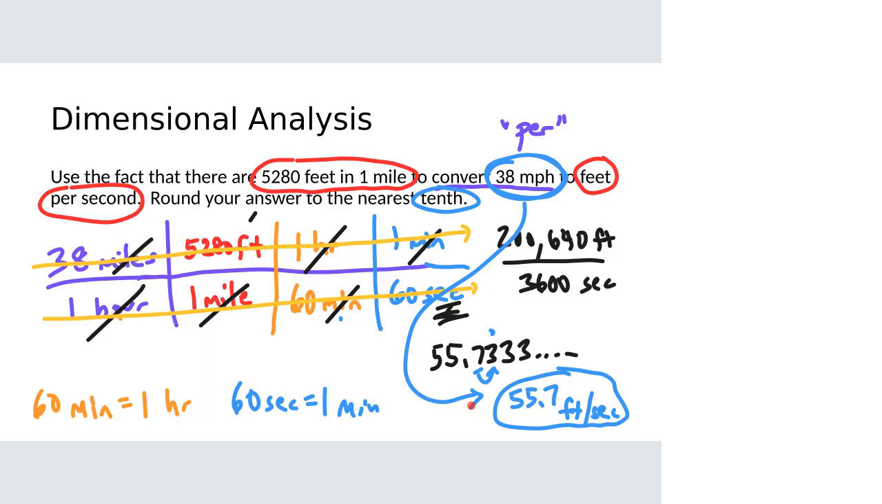That is a challenging problem because we not only had to convert miles to feet, we also had to convert hours to seconds. If that made sense and you were comfortable with everything that happened there, then you're in really great shape with dimensional analysis. Are there any questions about what we did in that one?